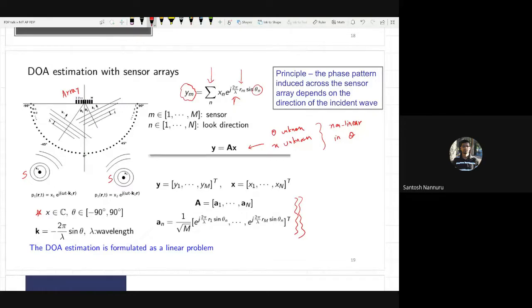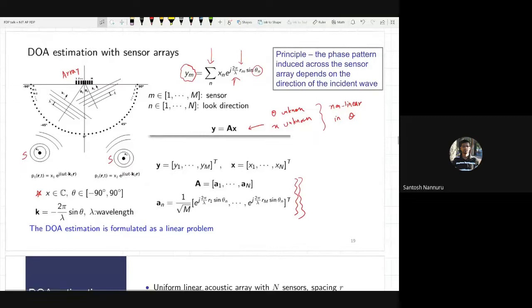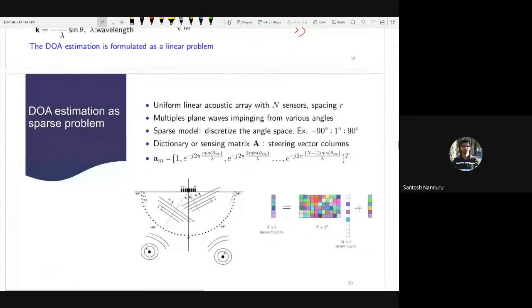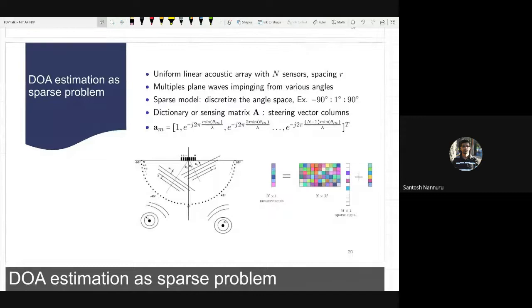That's a small assumption you have to make. Because you have decided the grid, you know where the grid points are. The thetas basically become known, and the only unknown is x. And in the unknown x, the problem is linear. So you can solve it now. The only thing is you have made it sparse or highly underdetermined. So DOA estimation is a sparse problem. You have n sensors with some spacing, and you discretize the angle space. That's the main idea.